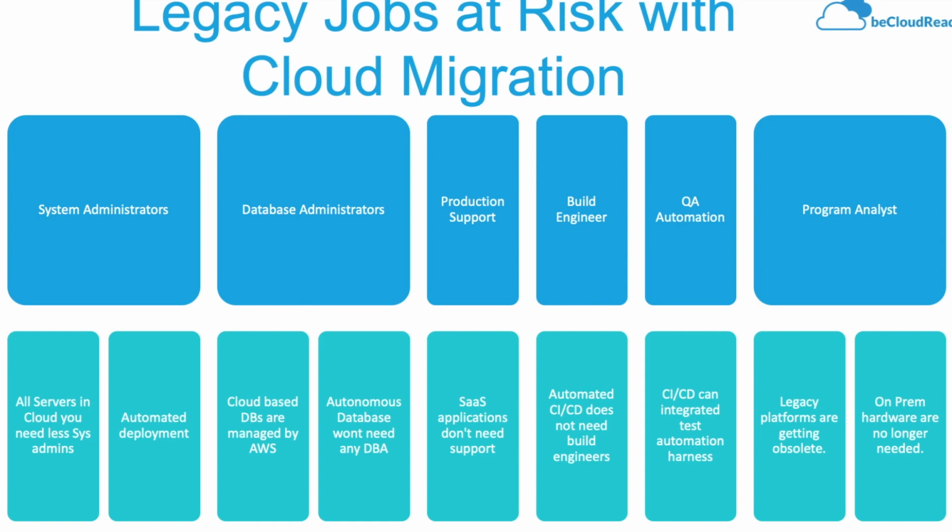Similar applies to DBAs, because once you move to a self-managed database like RDS or Oracle Autonomous Database, the requirement for DBAs will dramatically go down, and managing a database will become so simple that even developers should be able to manage it. Production support: because you are moving towards SaaS products, they are more stable, so you have less of it. Build engineer: you're talking CI/CD automation, so you don't need a build engineer. QA automation: of course, you need an automation developer, but to hook it up with the system, you don't need that anymore. And the old style of program analysts and legacy platform things will be things of the past.